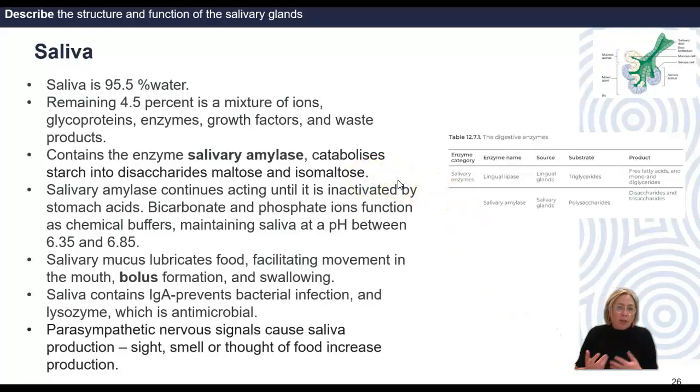Food doesn't tend to hang around in the mouth for very long, though, so you don't get too much carbohydrate digestion occurring. And then, that salivary amylase does continue acting until it's inactivated by hydrochloric acid in the stomach. The bicarbonate and phosphate ions will function as chemical buffers, maintaining saliva at a pH between 6.35 and 6.85. We do have this mucus that's present in saliva, and it acts to lubricate food, and that facilitates the movement in the mouth and that bolus formation that I was talking about earlier.